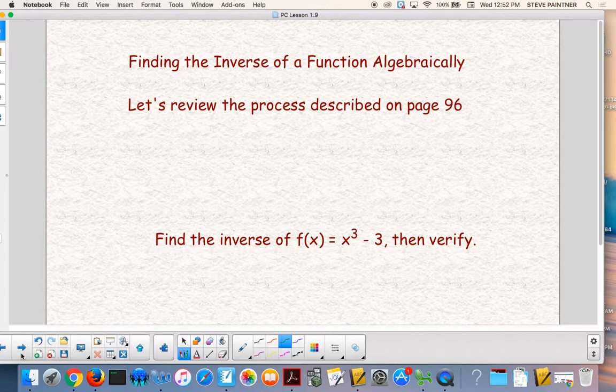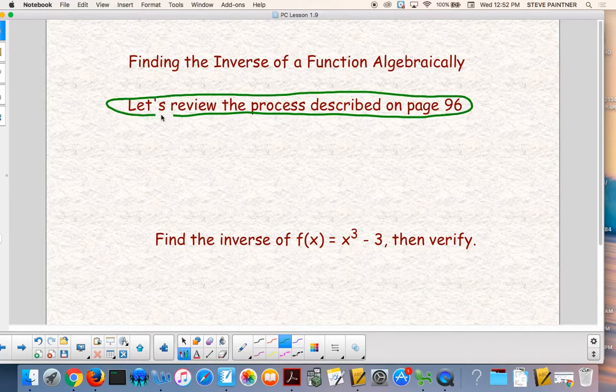Oh, no. Oh, this is bad. I took the time to write all the... It says, let's review the process described on page 96. And I forgot to save it, I guess, because last period I said don't save it.